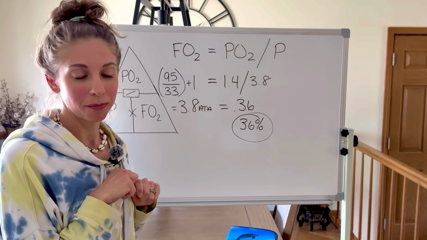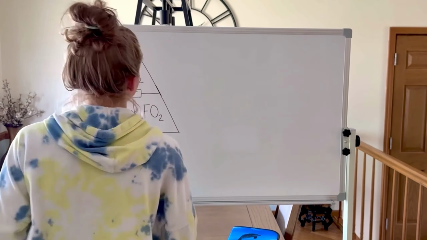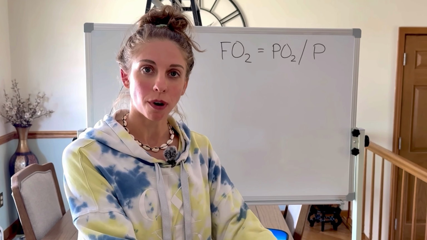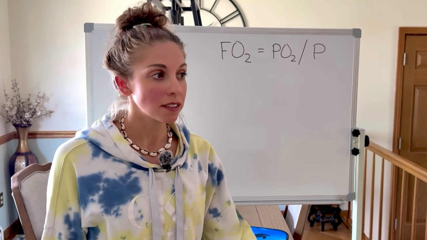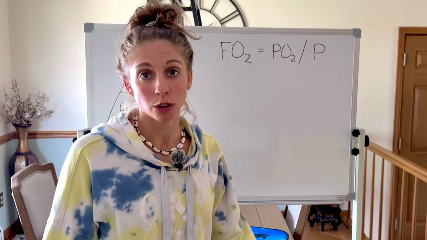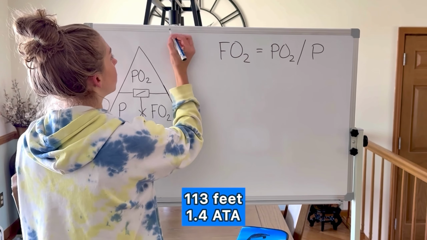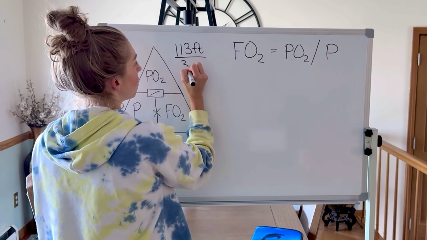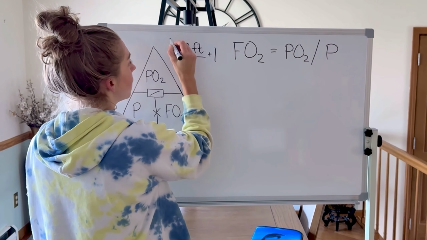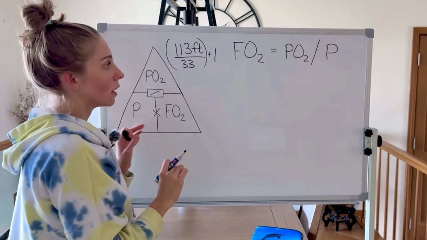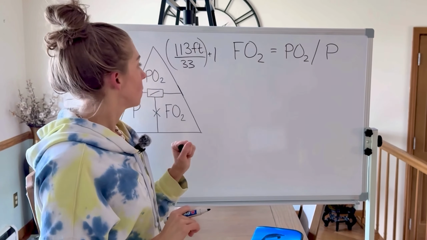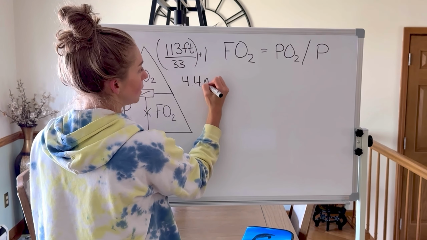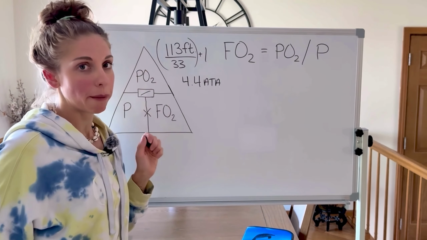I will do another example. For this example, we're going down to a shipwreck. One of my favorite things to see. And the maximum depth on this wreck is 113 feet. So 113 feet divided by 33 plus 1, because this is where we are converting the feet again into ambient pressure. And 113 divided by 33 plus 1 is going to give you 4.4 ATA. So a little over 4 atmospheres.